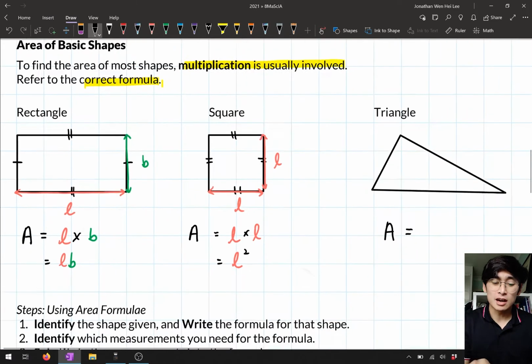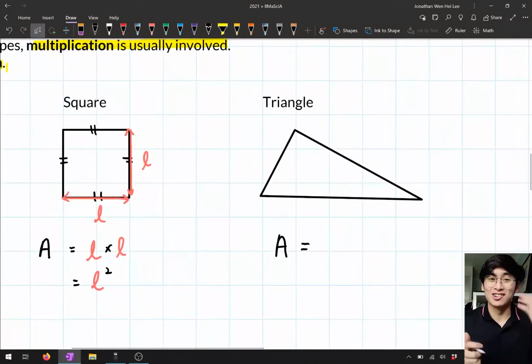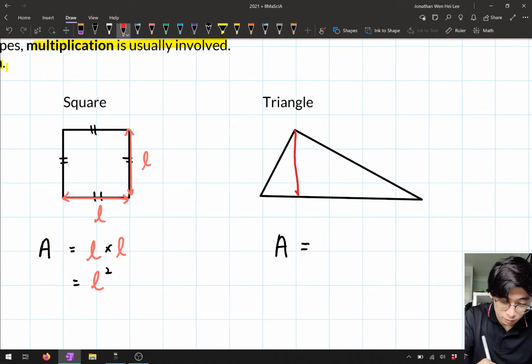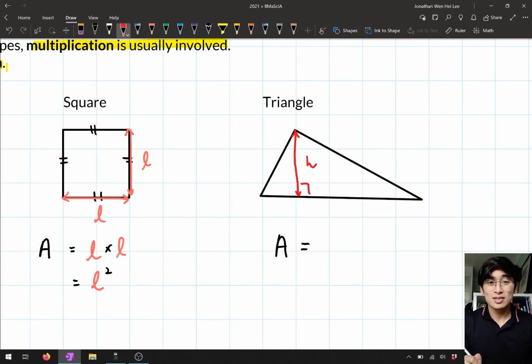Okay, the final one is our triangle. Now our triangle is a little bit different. The triangle is actually half of a rectangle. And so what we do here is we use two separate measurements. The first one is this measurement here. This is called H, and what we need to make sure for H is that it's perpendicular, meaning it needs to be at 90 degrees to our other measurement. And we call our other measurement, this length over here, our base length, or B.